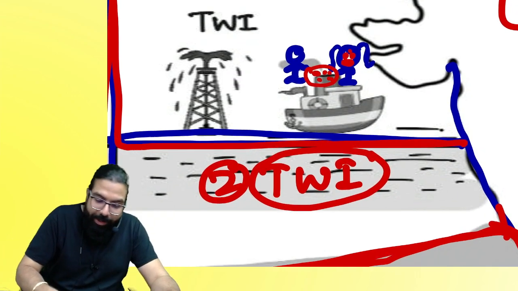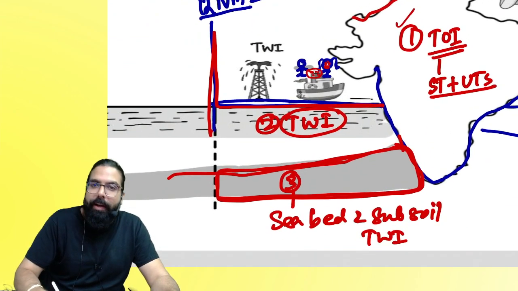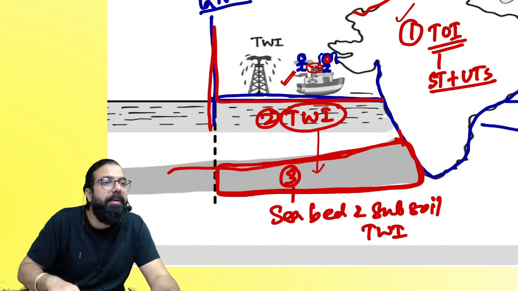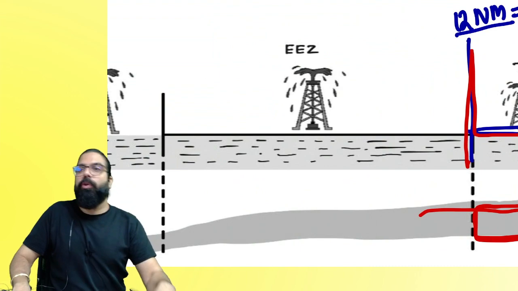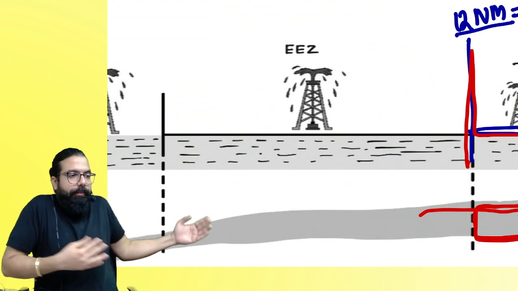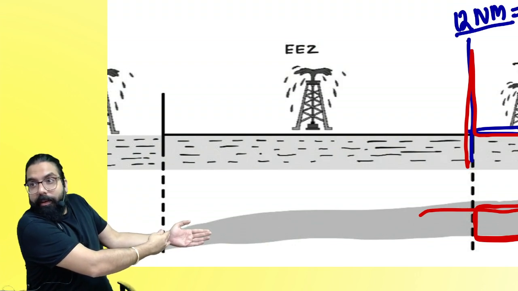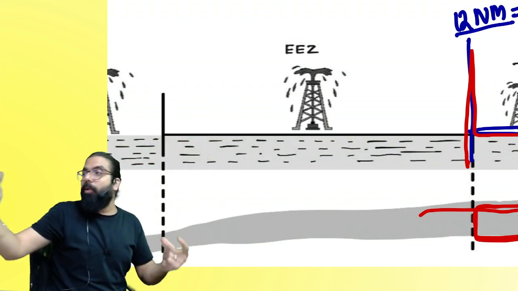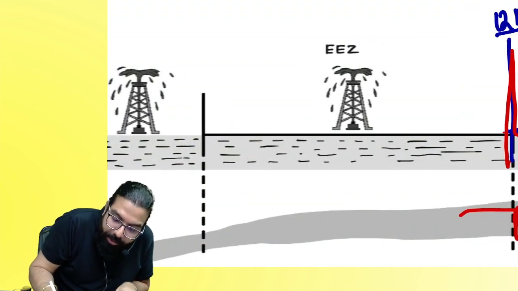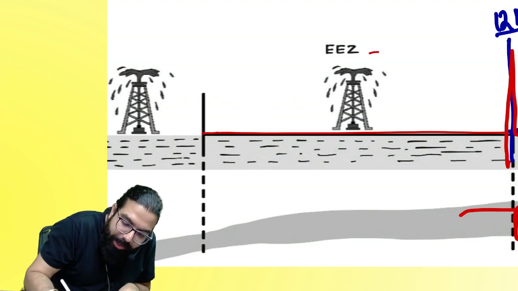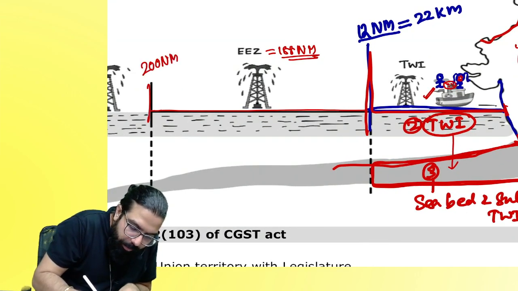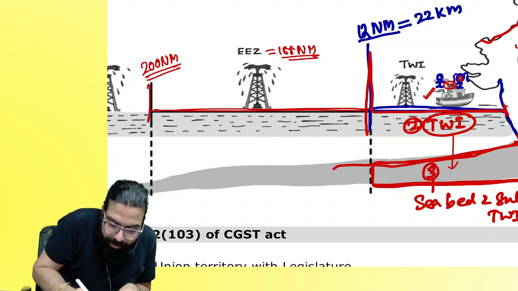Okay, everyone. India includes the territory of India. India includes the territorial waters of India. India includes below that whatever the seabed and subsoil. Now, after this, if you go another 188 nautical miles, how much is it from the baseline? 200 nautical miles. But I am talking about this 188 nautical miles.